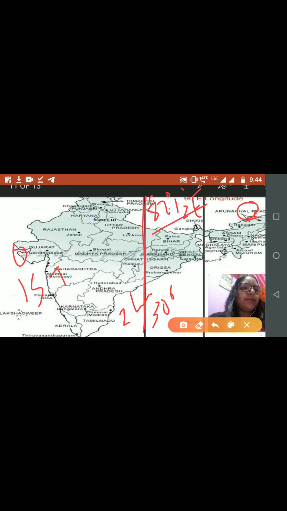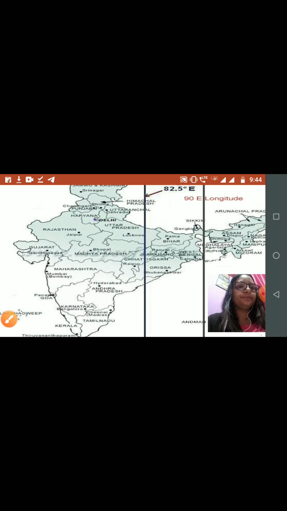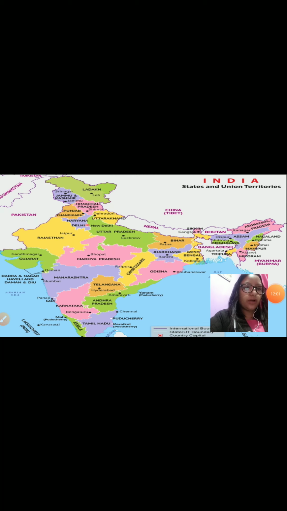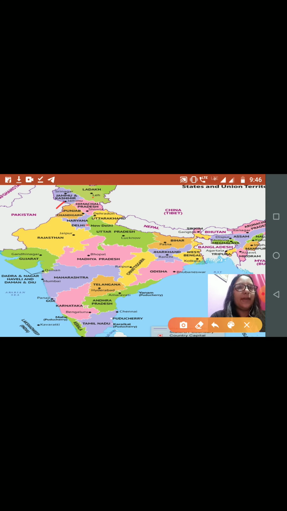Now we will see the political division of India. After the recent changes and amendments in the boundary of our country, the Democratic Republic of India is made up of 28 states and 8 union territories. We have 2 union territories here, Jammu and Kashmir and Ladakh. And we have altogether 28 states and 8 union territories.